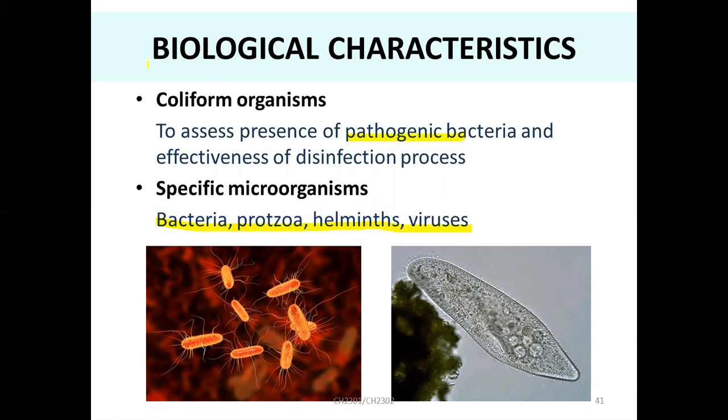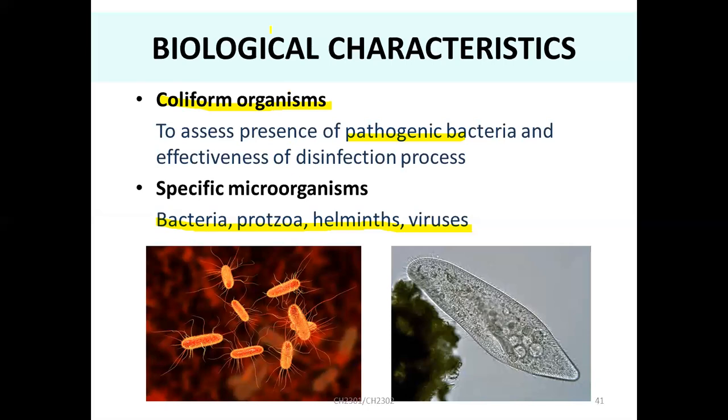Okay, so usually those coliform organisms, coliform bacteria, are available in human excreta and animal excreta. So in a wastewater treatment plant, the effectiveness of the disinfection process, or the effectiveness of the treatment process, is measured by assessing the coliform organisms. And even in drinking water, it is essential to measure the coliform organisms. In drinking water, the presence of coliform organisms is nil.